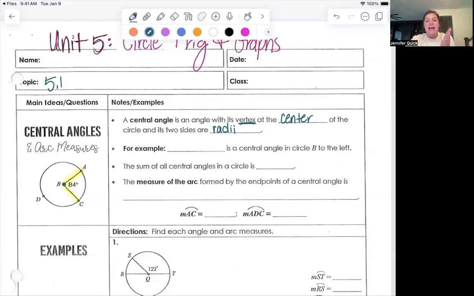The two sides of the angle are the radii. I've got an angle at the center. The two sides of my angle are the radii of the circle.